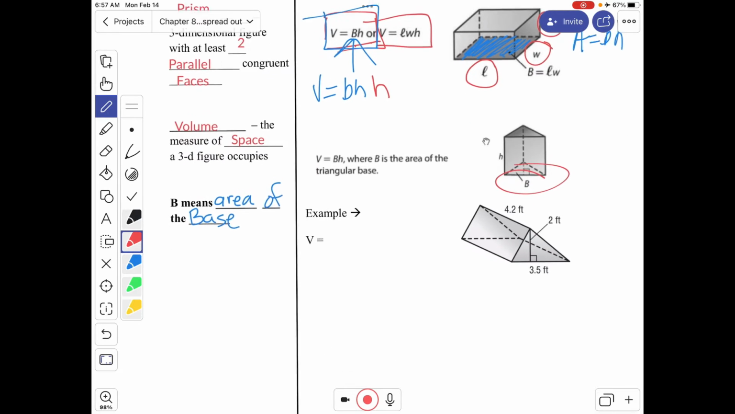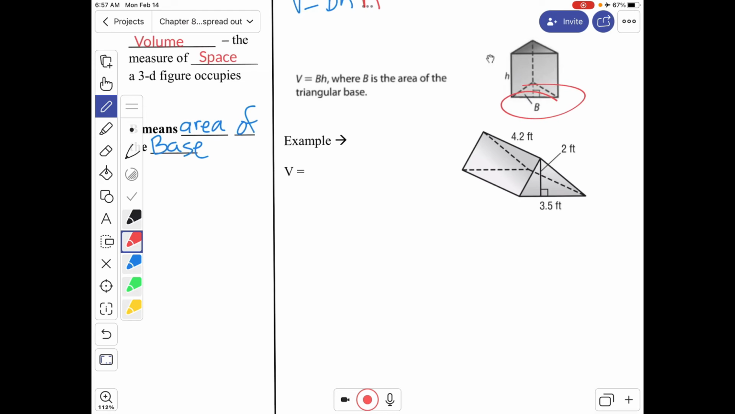Let's try an example using the triangular prism. So again, we always start with the formula. Volume is area of the base times the height. And the shape of this base is a triangle. So I'm going to plug in 1/2 base times height, where the capital letter is. And then we're still going to multiply that times the height of the prism.